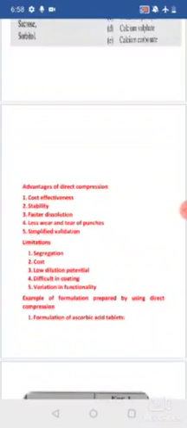So coming to the advantages of the direct compression method, first is cost effectiveness. When compared to other techniques like wet granulation or dry granulation, this direct compression technique is cheap. When coming to stability, you can prepare moisture and heat sensitive drugs or tablets by using the direct compression technique. If a drug is moisture sensitive, then the other methods are not suitable, and you are going to go with the direct compression method.